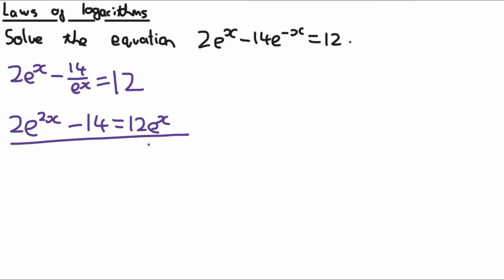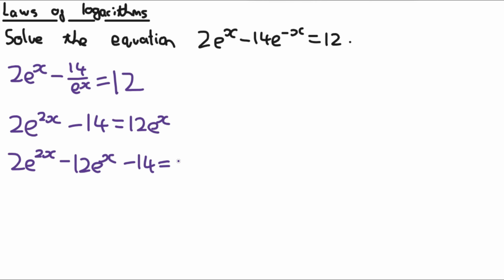And now we have this traditional quadratic. We can bring this onto the other side to get 2e^(2x) minus 12e to the power of x minus 14 is equal to 0, and then we can make the substitution by saying that u is equal to e to the power of x, because remember e to the power of 2x is equal to e to the power of x squared, and this is where the quadratic comes from. So 2u squared minus 12u minus 14 is equal to 0.